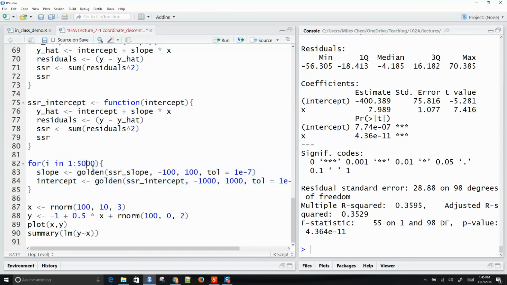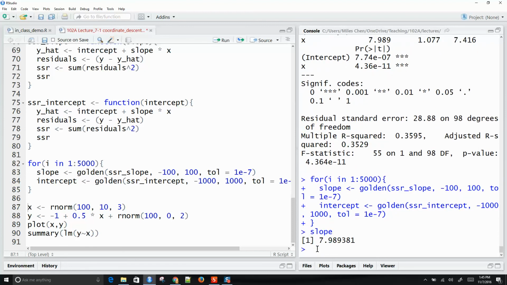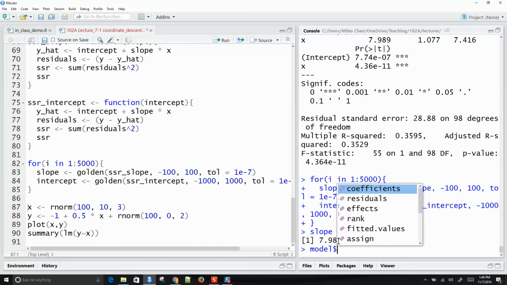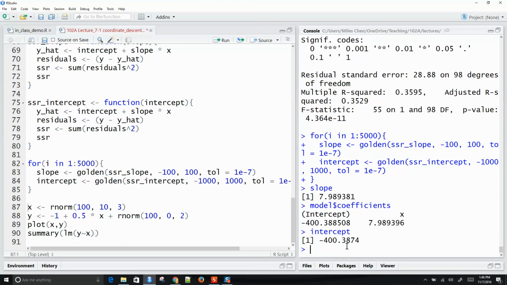I mean, we have the computer and it works really quickly, so it's not too much of a problem for us. But let's see. It's right there for the slope, 7.989, right? So we could do model$coefficients. What do we have? 7.989381. So it's pretty darn close. And if we ask what our intercept is, negative 400.3874. So our algorithm is getting there, but it took us 10,000 iterations to get there.